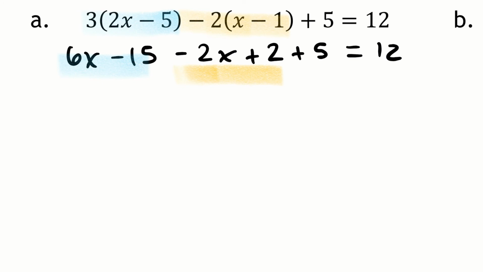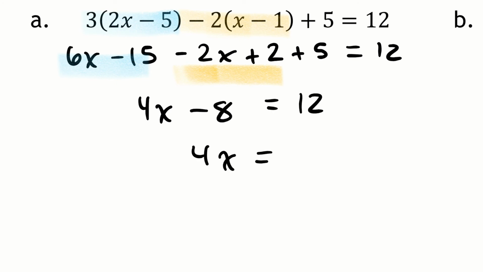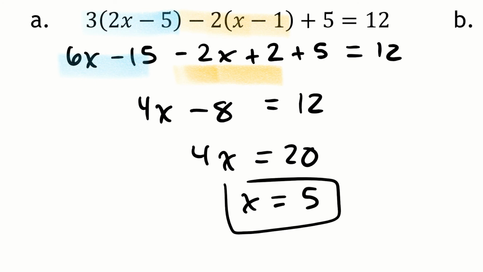Let's collect up like terms. I've got 6 times x minus 2 times x, which is going to give me 4x. And then I have a negative 15 plus 5, I'll put it with 5, is negative 10. And negative 10 plus 2 would be a negative 8, and that is 12. Therefore, 4x is 20 and x is 5. Every step of the way, I can tell you exactly a justification for what I did, right?